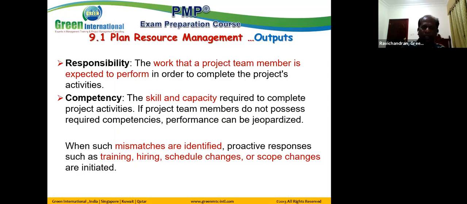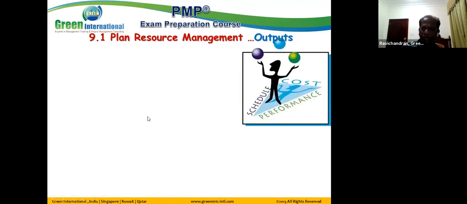Okay, our team is not capable of doing this work. So let's go for removing the scope from our team. Let's give it to a third party. Those kinds of actions need to be taken.